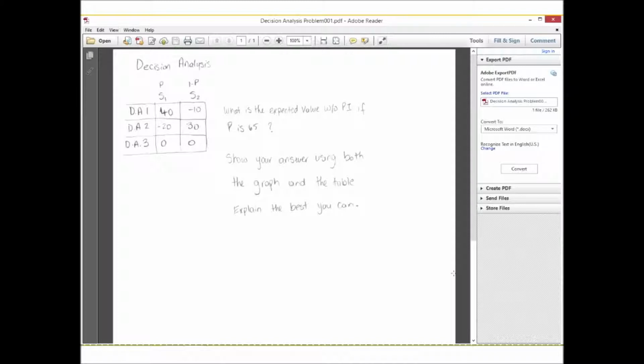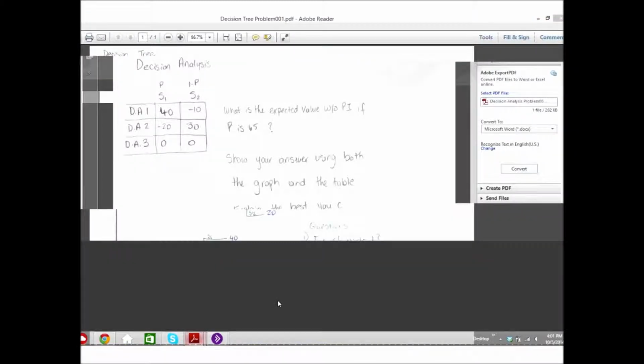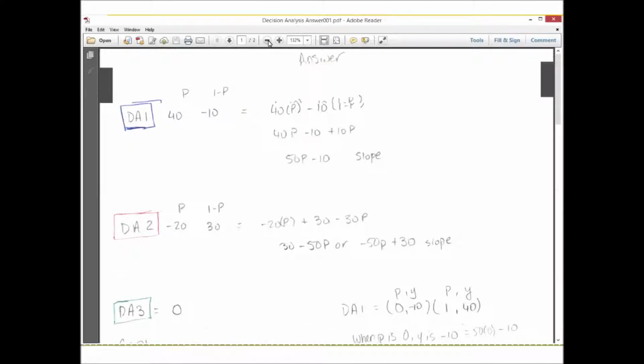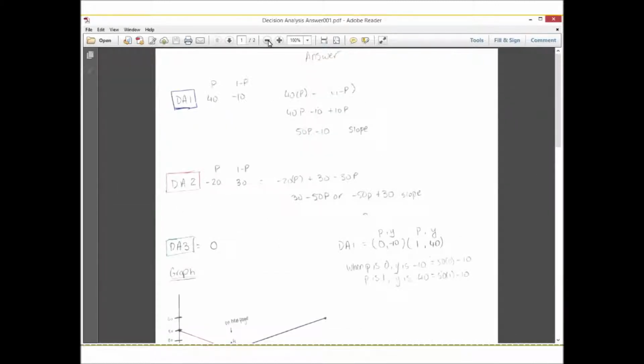Now, from this scenario, to get expected value without perfect information, you could just go ahead and say, what is the best expected value when you multiply across. Now, I'm going to look at the answer key that I worked out, and then we'll figure it out from there. So, you look at this, and you have the answer.